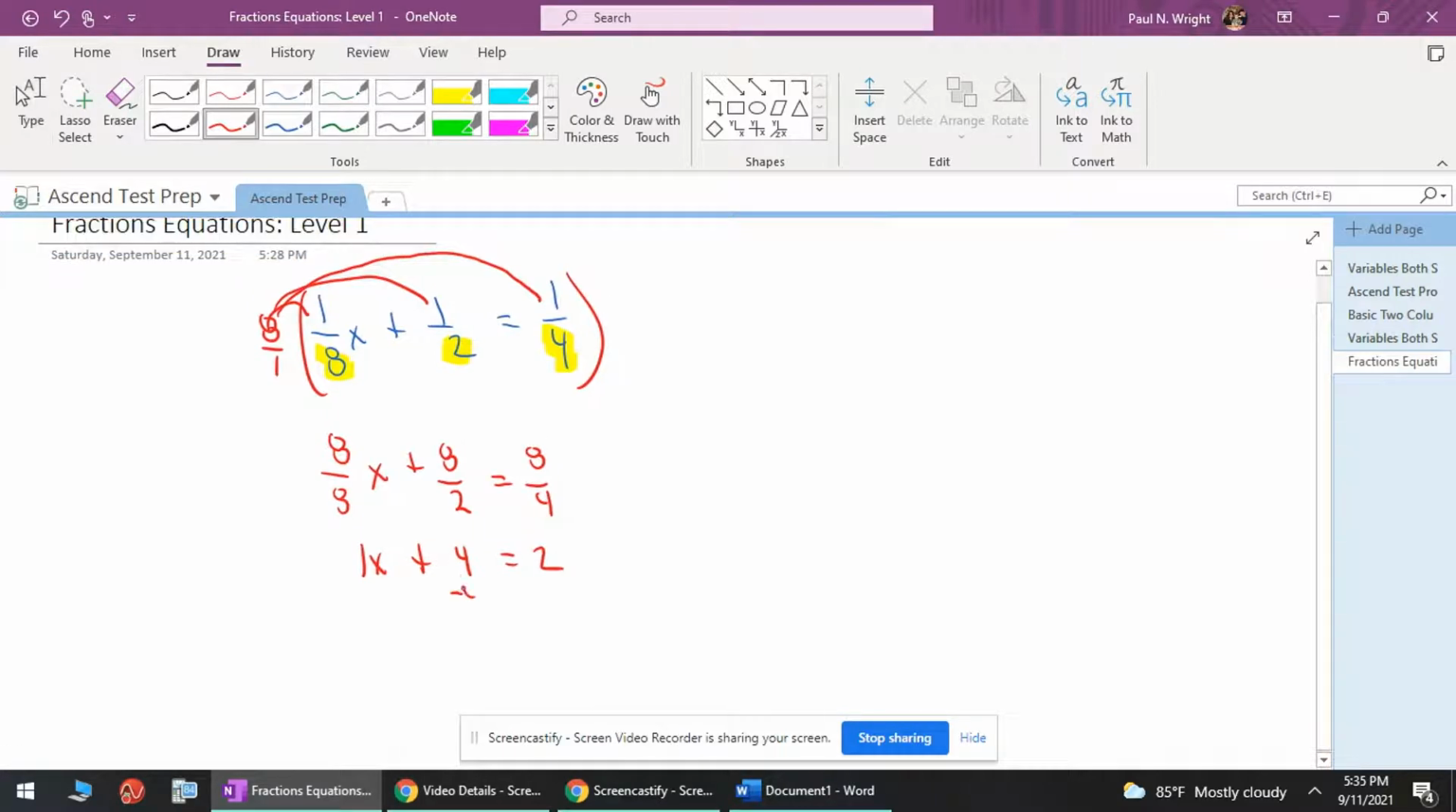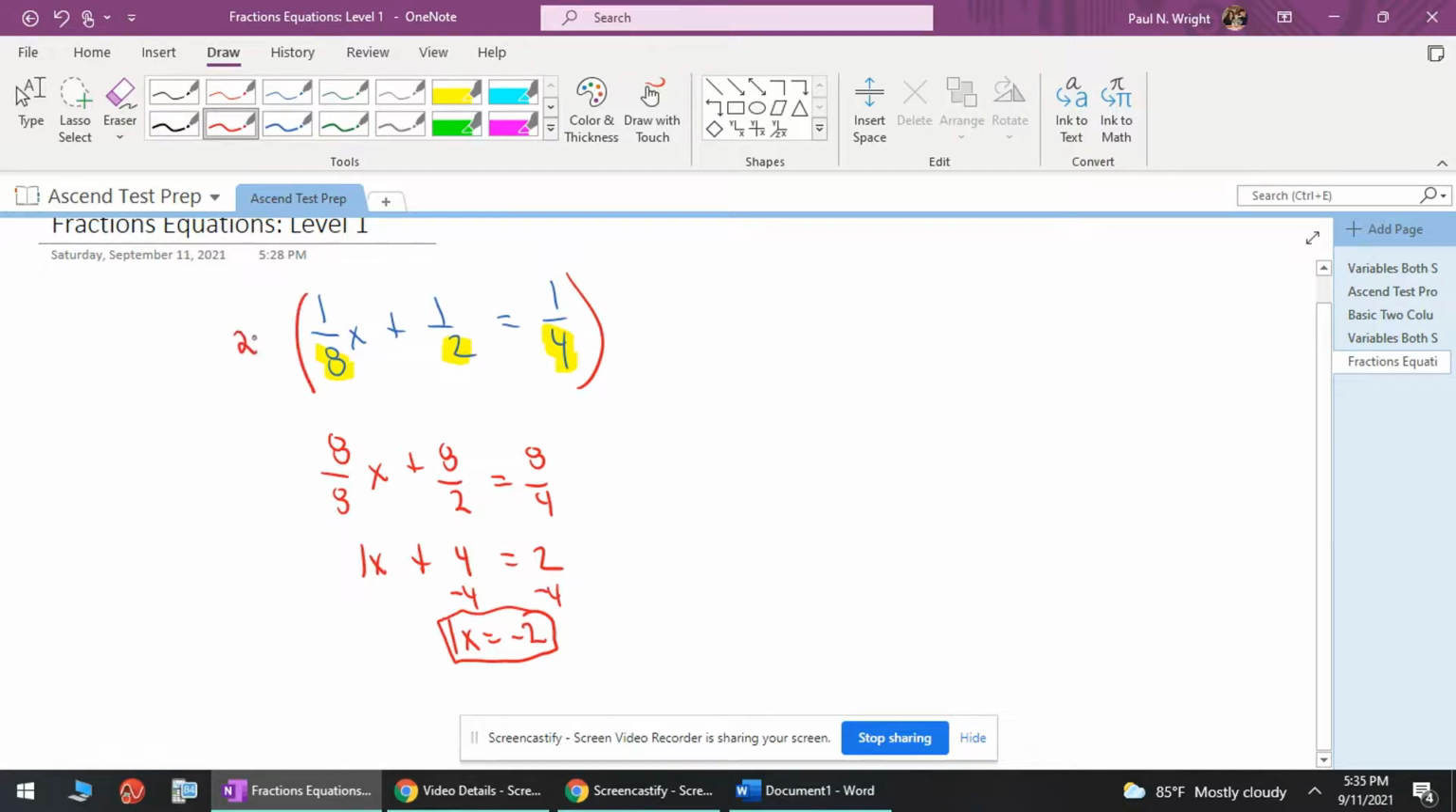I'm going to subtract 4 from both sides to get my variable isolated. I'm going to get x, or 1x, equals negative 2. Done. I'm going to keep this problem up here because let's say you didn't realize that 2 and 4 go into 8. And you're like, wait, 8, 2, 4. Oh, I know. 24 goes in there.